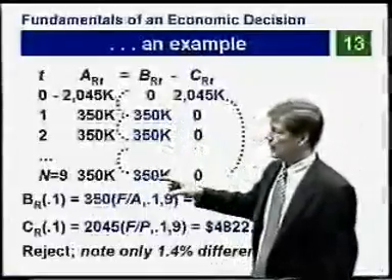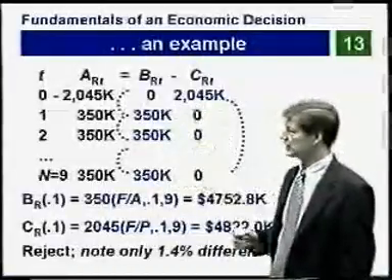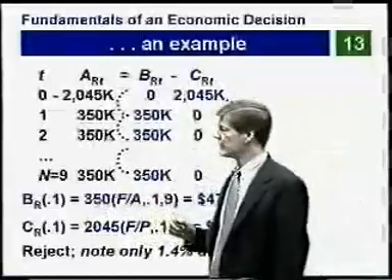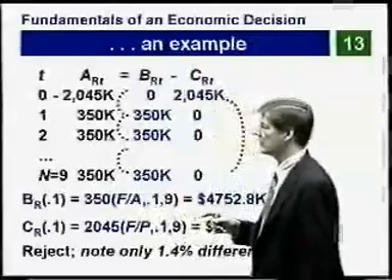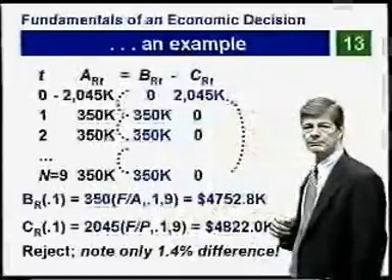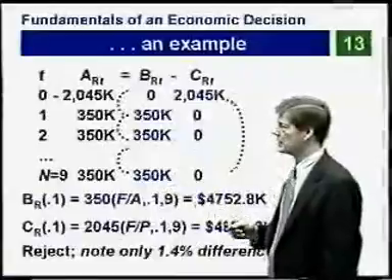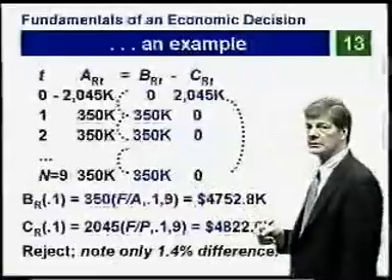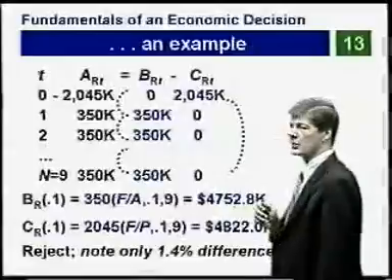If I find the future amount, what we will call the prospective benefit of this benefit cash flow stream, that is $350,000 times my equivalence factor, find F, given A, at interest rate I for 9 periods, results in 4752.8. That is, if I were to invest these cash flows at 10% per year for 9 years, I would accumulate during that period of time, by the 9th period, I would have $4,752,800.